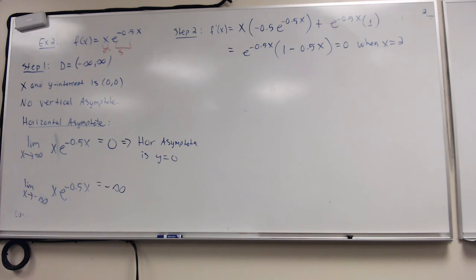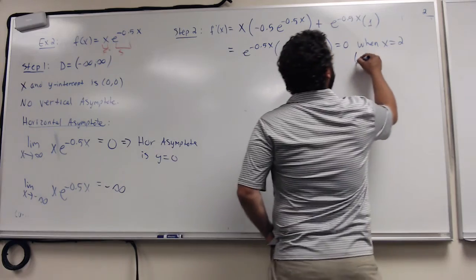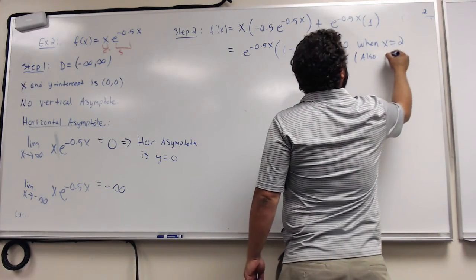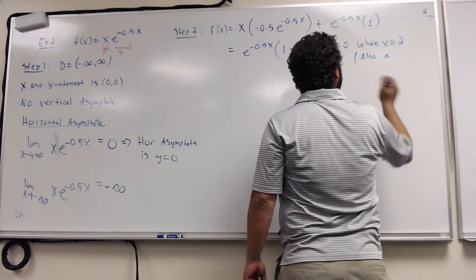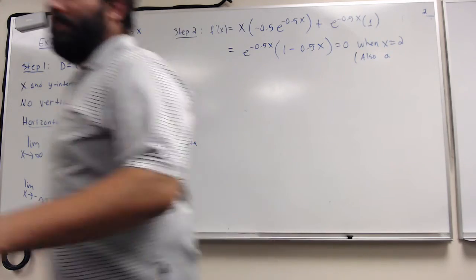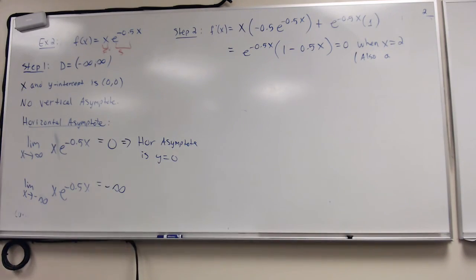And why is it a critical number? Because it's a partition number that's in the domain, right? The domain is all real numbers. So any partition number is automatically a critical number. I'll say it's the only critical number.